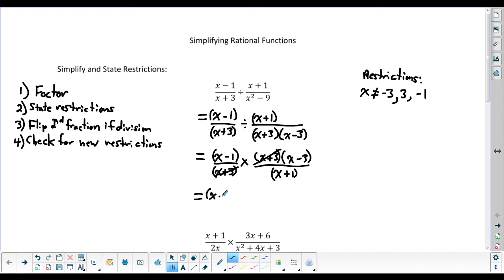So we get x minus 1 times x minus 3 over x plus 1. Now, you may be tempted to FOIL or expand the top here. We don't want to do that. Simplified form is always factored form. All right. So that was step 5, actually, simplify. Let's write that down just so we have a full list here.